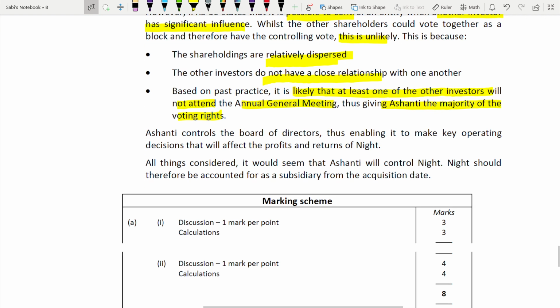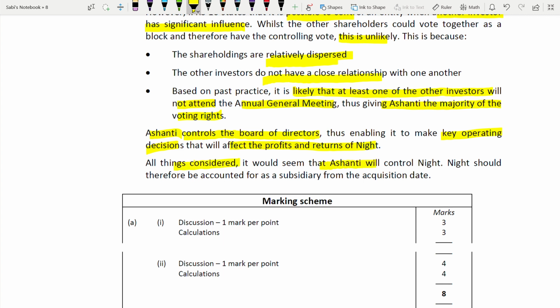What happens next? You see, slowly you are coming towards the conclusion. So Ashanti controls the board of directors. Hence, you can conclude, who controls the board of directors? Ashanti. Because we saw 4 out of 6, he appoints. So, because they control the board of directors, even the key operating decisions he can make, enabling it to make key operating decisions that affect the profit and the returns of Night. Okay. All these things considered, it would seem that Ashanti will control.